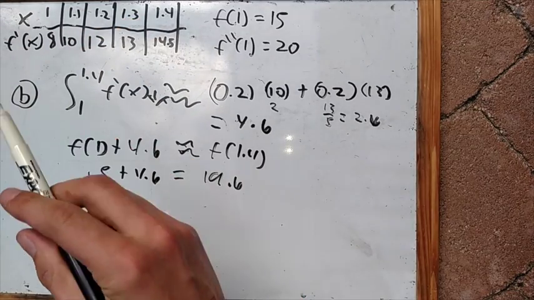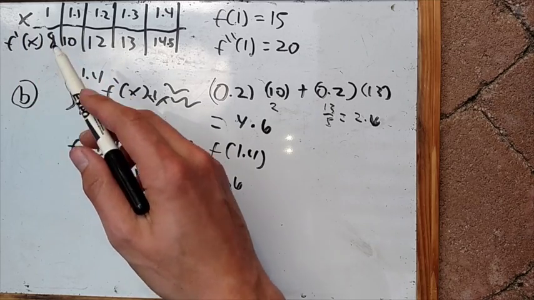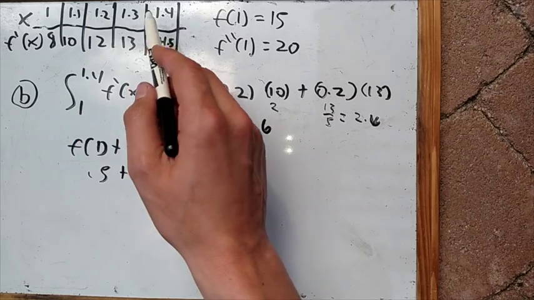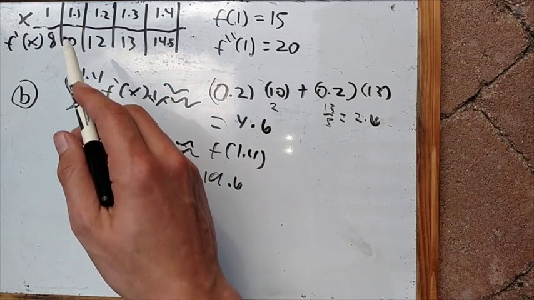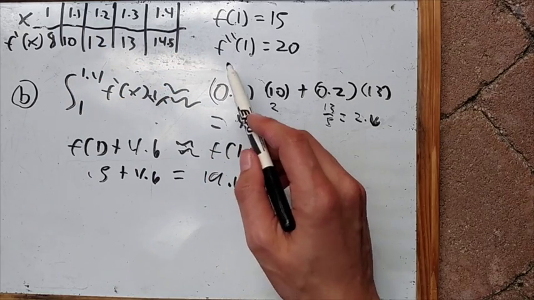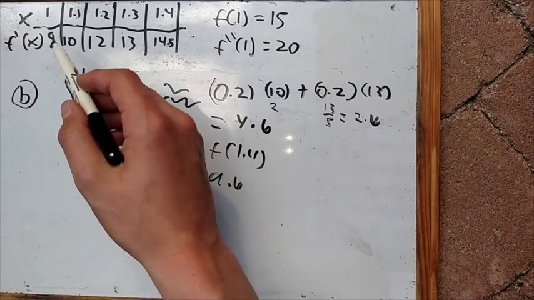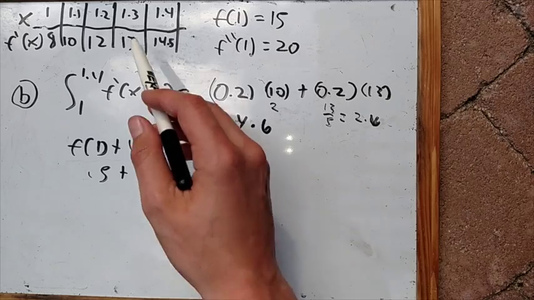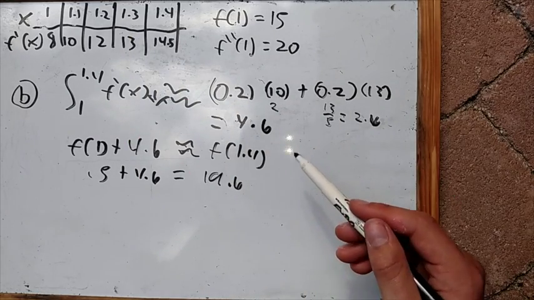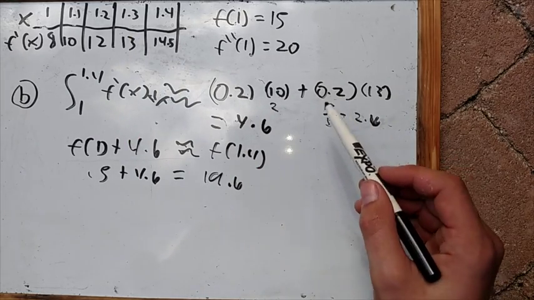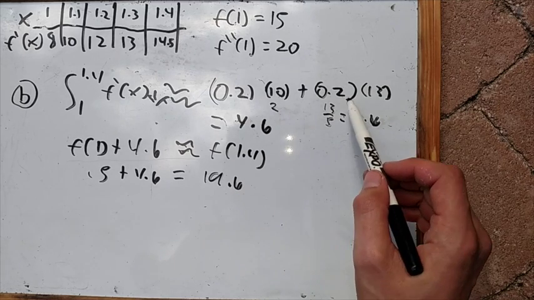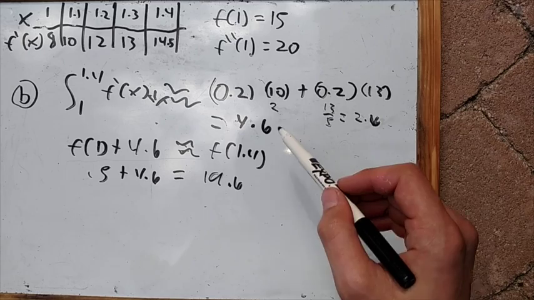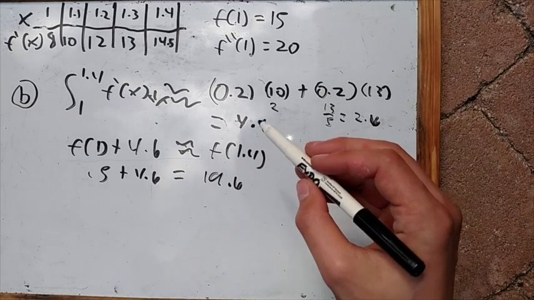Now that you have these values, you need to know the distance between these points. 1.2 minus 1 is 0.2, and 1.4 minus 1.2 is 0.2, so they both have widths of 0.2. The value of f of 1.1 is 10, and the value of f of 1.3 is 13. You can simplify this: the first term simplifies to 2, and the second simplifies to 13 over 5, which is equal to 2.6. Add them together, and you get 4.6. And that gets you 1 point.